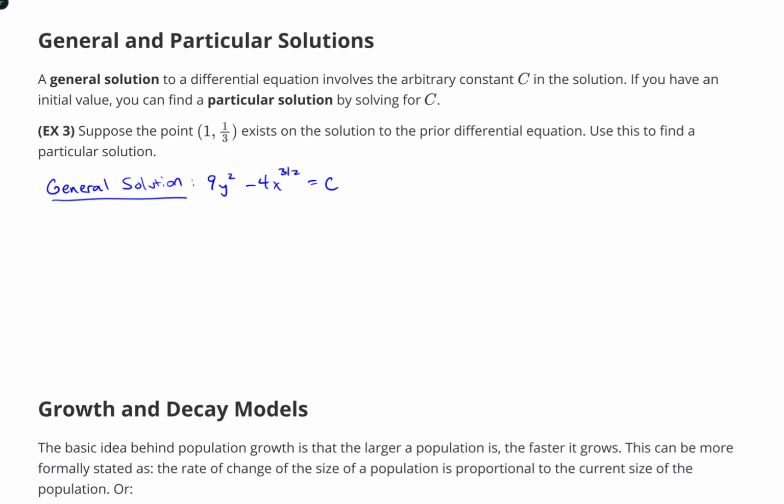What this represents is a family of curves. And so the family of curves that fits the criteria all basically look like the same function, but could be off by an arbitrary constant. What we want to do is find one particular solution that passes through a specific point.